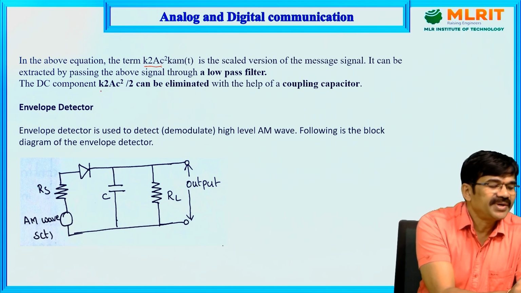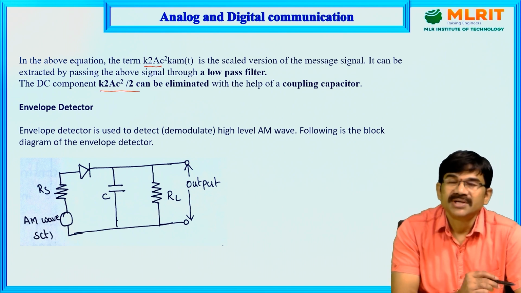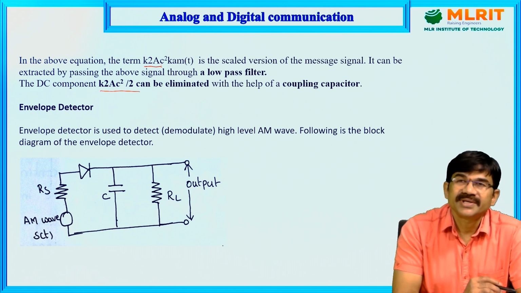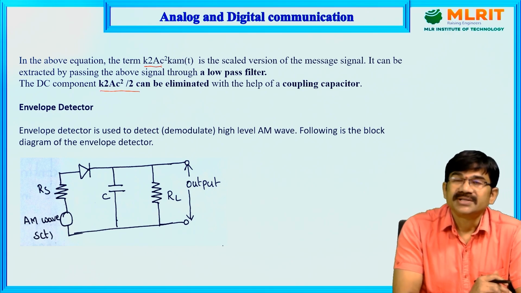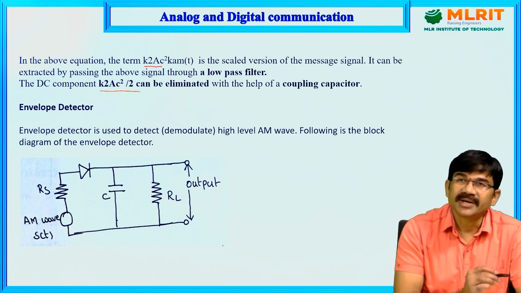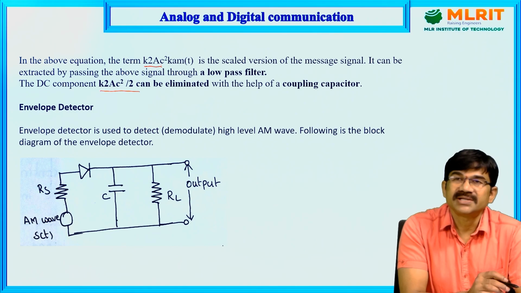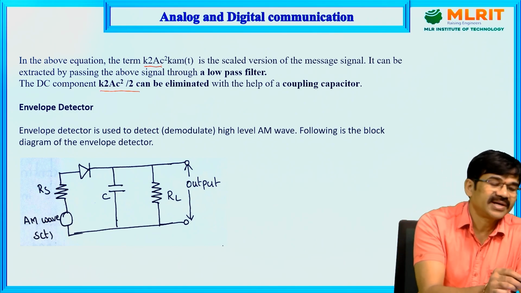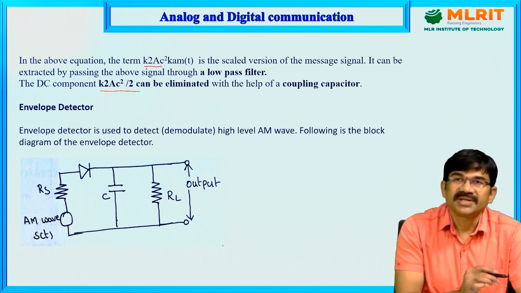The DC component K2 AC square can be eliminated by using the coupling capacitor. What is the coupling capacitor doing? It only allows the AC signal and blocks the DC component. The property of the capacitor is that it will not allow DC and will allow only the AC component. The DC component is blocked, and the low pass filter allows only the message signal with the scaling factor. The scaling factor is K2 AC square, which is multiplied with the message.